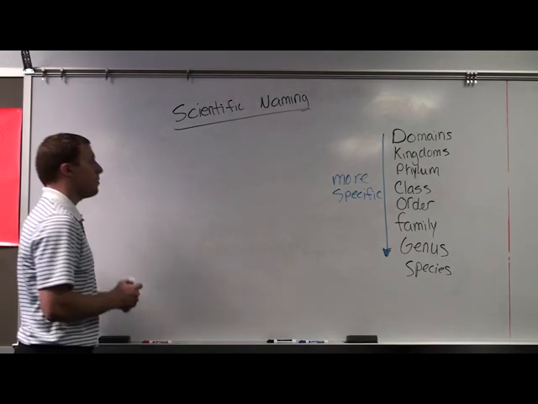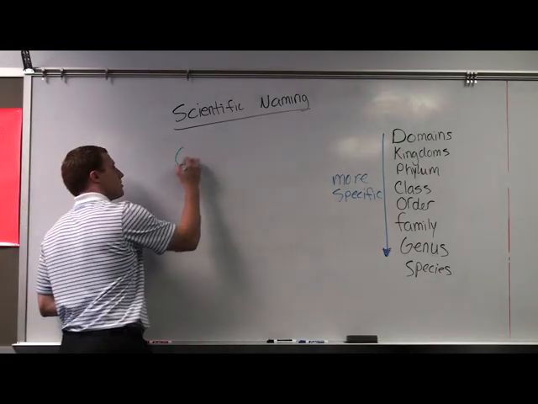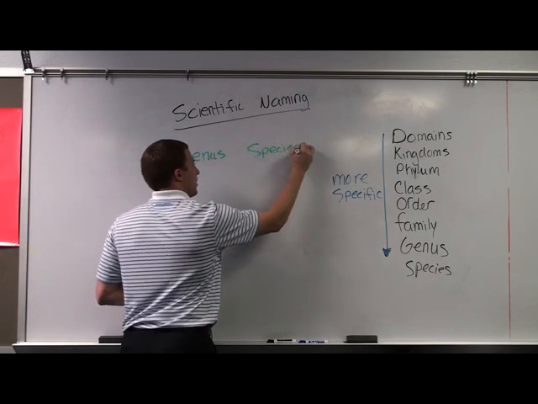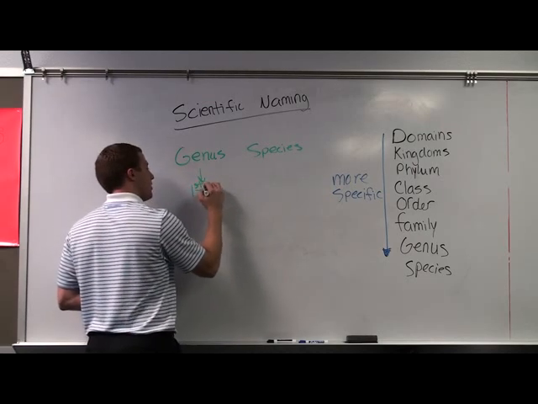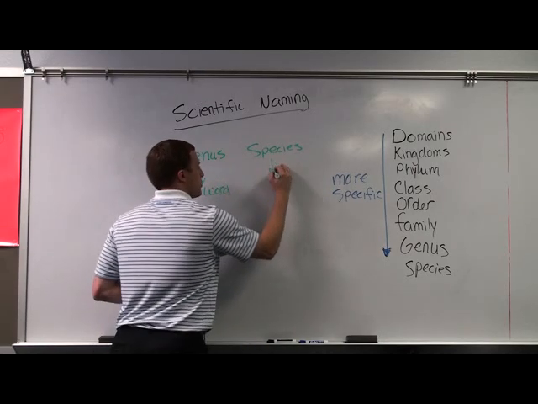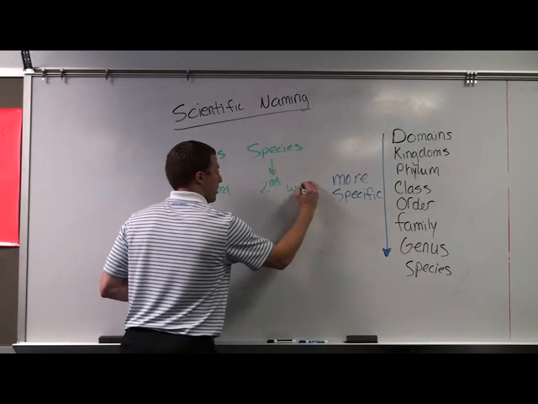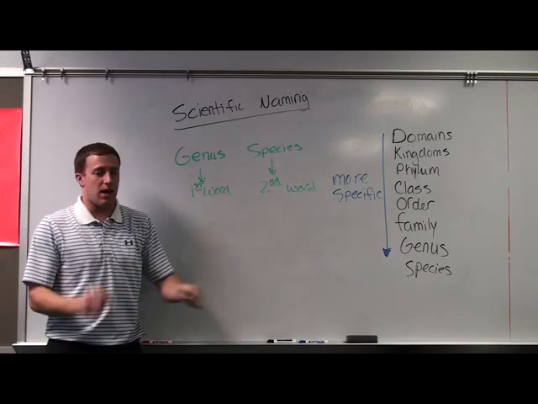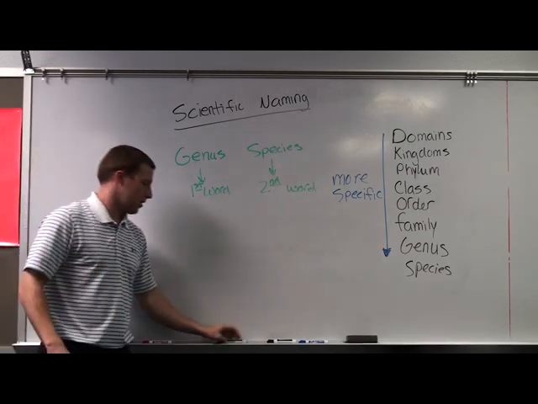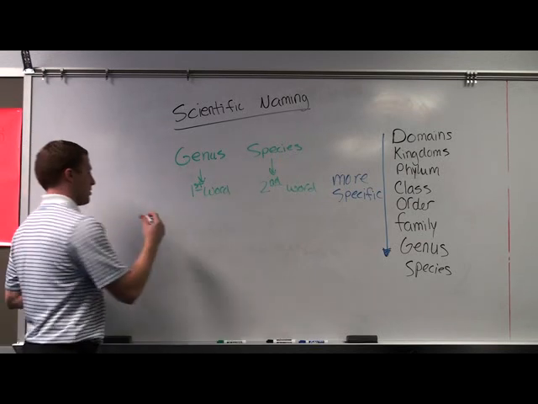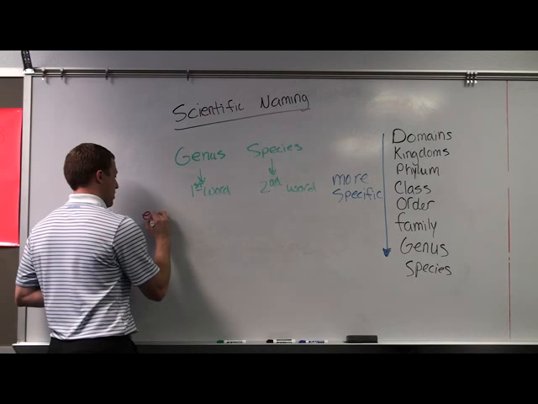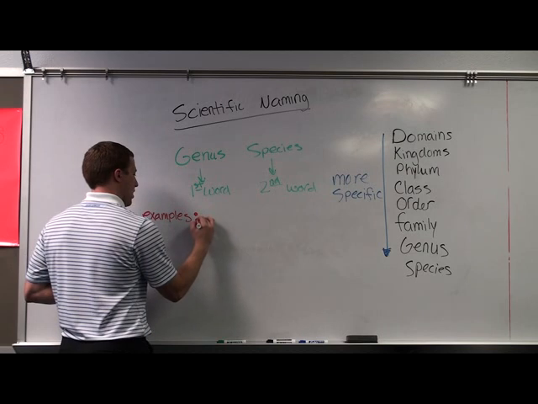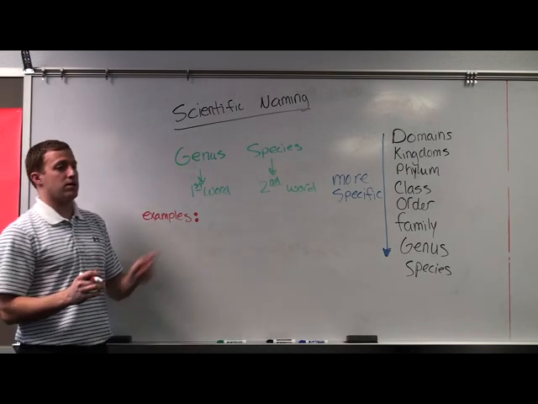So, when you name an organism, you always write the genus and then the species. So genus is the first word in the name, and species is the second word. Okay? Genus and then species.